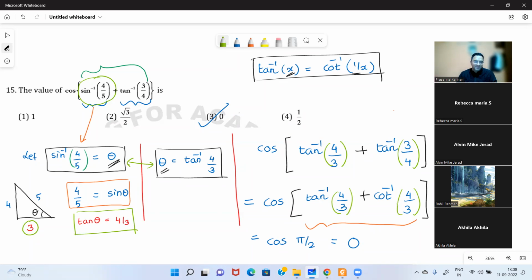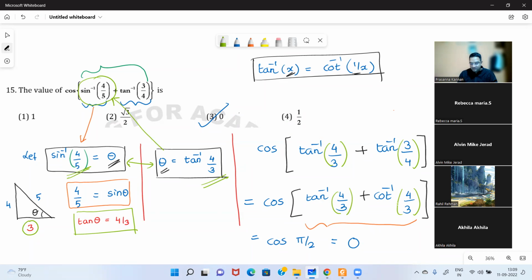So tan theta is opposite by adjacent, 4 by 3. So theta will be nothing but tan inverse of 4 by 3. So theta was sine inverse of 4 by 5. Now we have expressed theta as tan inverse of 4 by 3. Therefore, in place of sine inverse 4 by 5, you can write tan inverse 4 by 3.